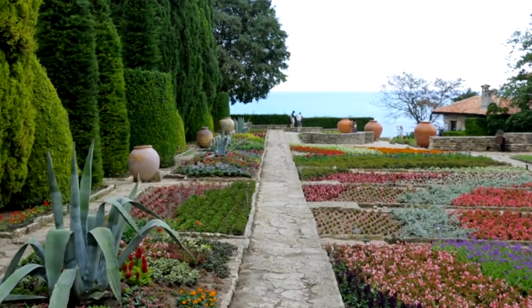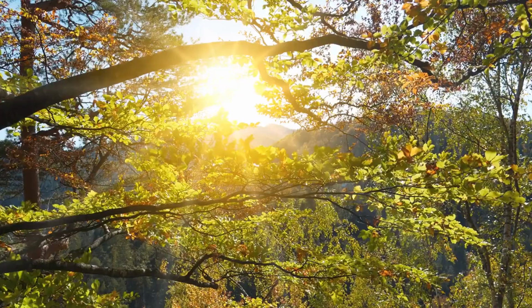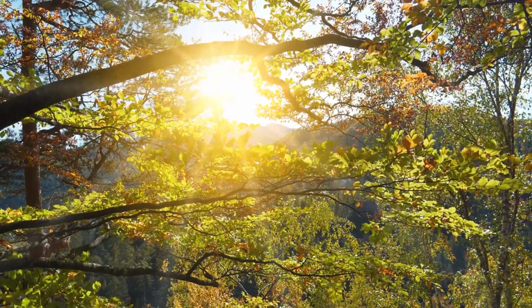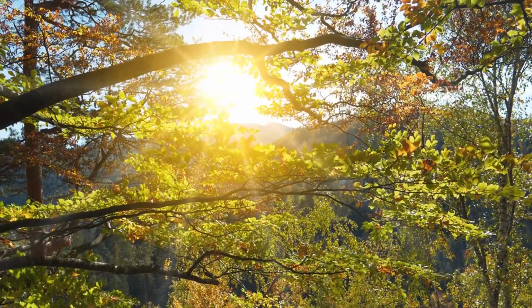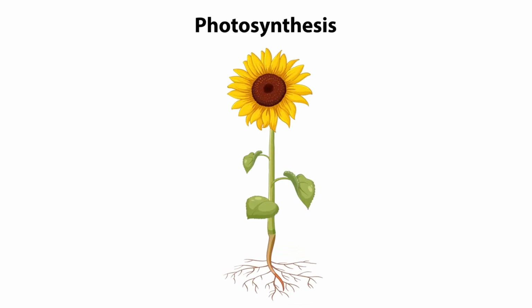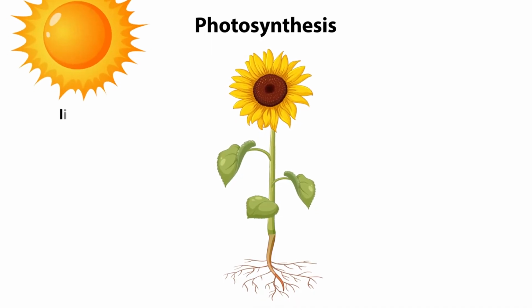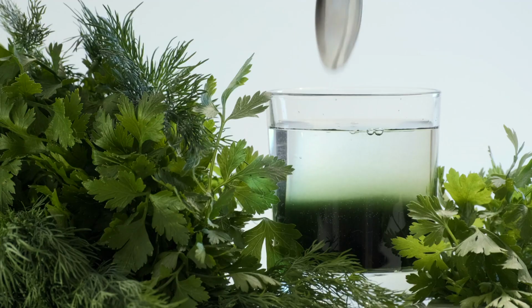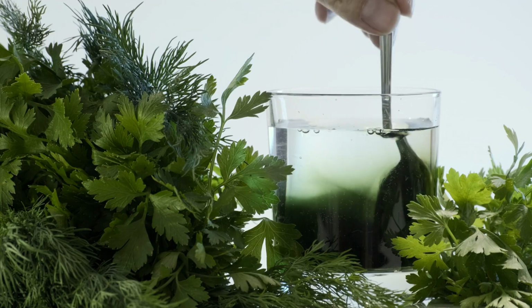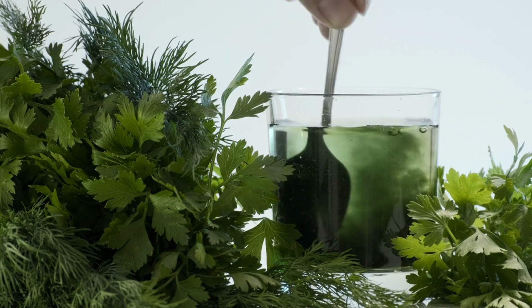So, how do plants actually make their food? Plants use a process called photosynthesis to prepare food in their leaves. For this, they need sunlight, water from the soil, and carbon dioxide from the air. The green pigment in leaves, called chlorophyll, helps capture sunlight energy.